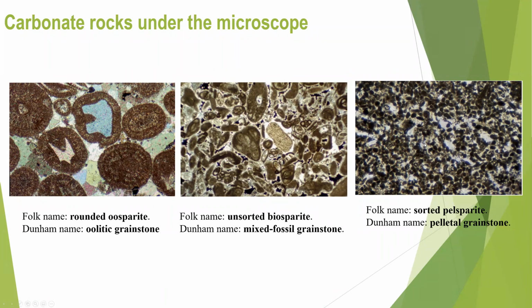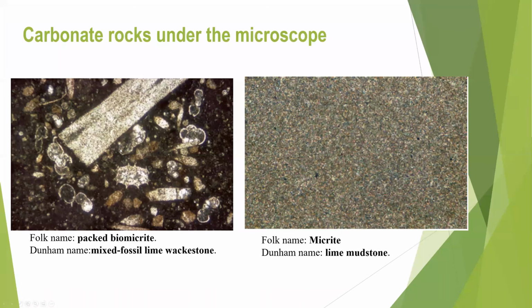For this rock with just plates, they have the same sizes. So the Folk name is sorted plasparite, and the Dunham name is plate grainstone. Another thin section, for example, is packed because we have so many fossils here. The Folk name is packed biomicrite, and the Dunham name is mixed fossil lime wackestone.